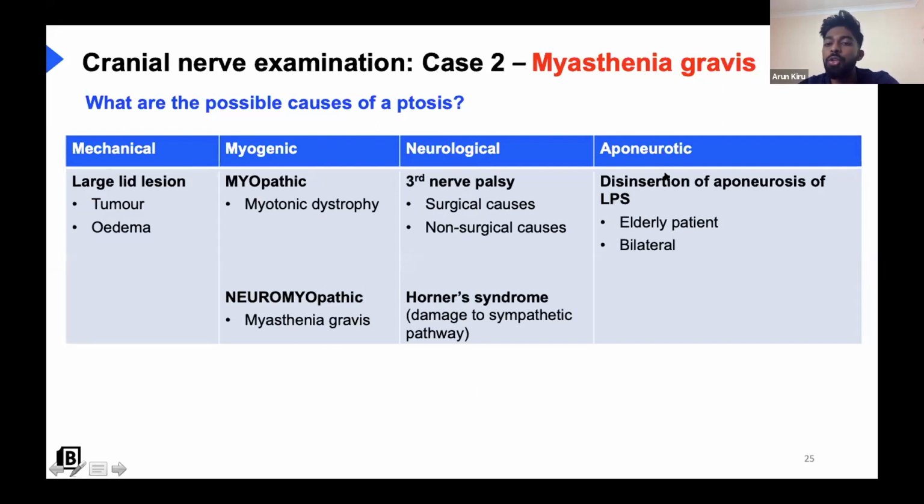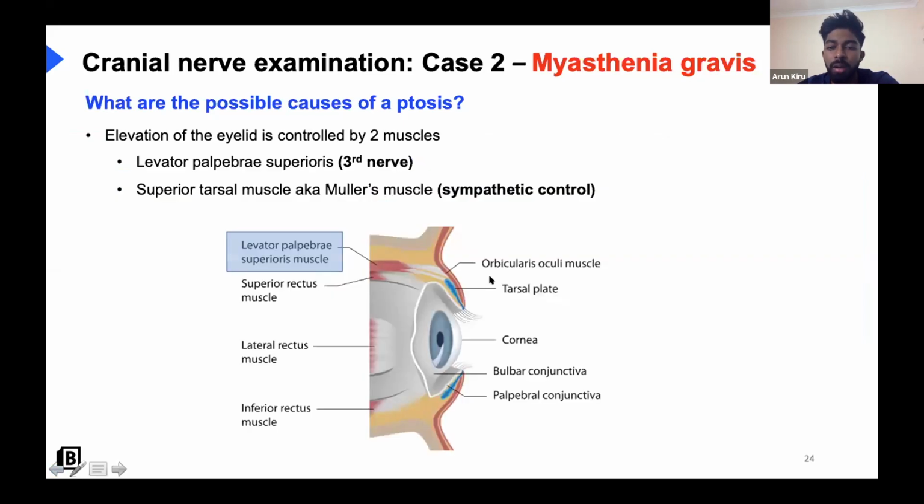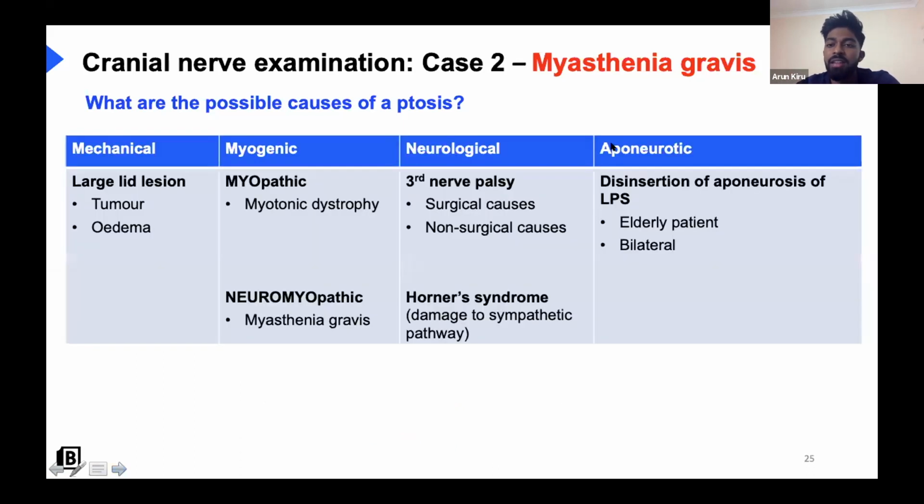And then aponeurotic. So if we go back to our diagram, aponeurosis, we can't see it here, but basically, if this is our upper lid, which is this yellow bit here, we've got something here called aponeurosis, which is basically the big, thick part of our upper lid. And when you get elderly, that basically starts to get disinserted from our LPS, our levator palpebrae superioris. So what would that present with in an elderly patient? And that's usually bilateral, so symmetrical ptosis. So normally you don't notice it because both eyelids are at the same level.